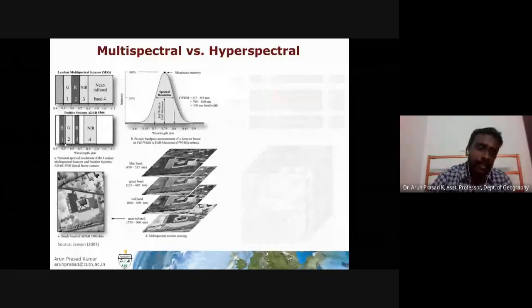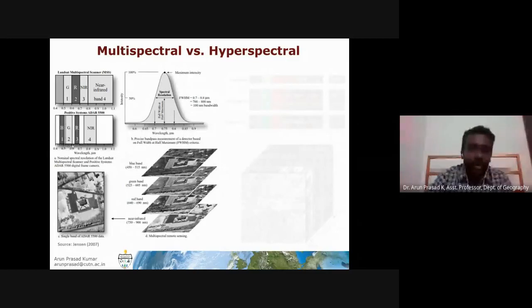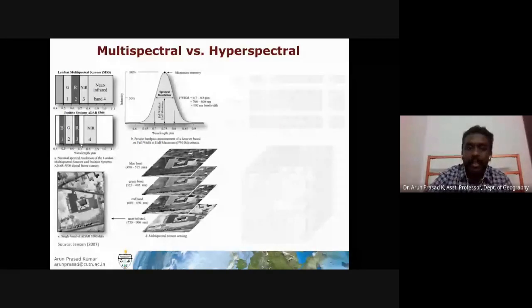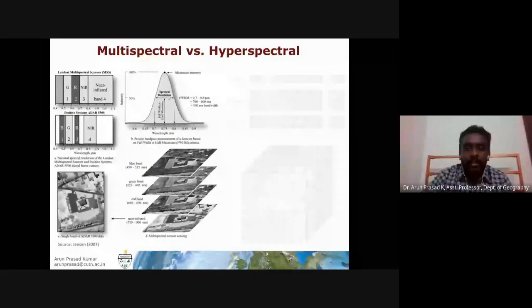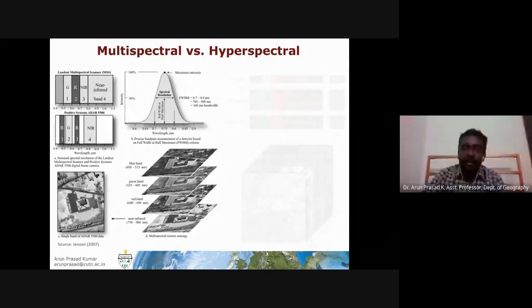For the green band, ranging from 0.55 to 0.6, the bandwidth is also larger, so the curve is much broader, platykurtic. So the spectral resolution bandwidth is higher. Obviously, the number of bands used for image acquisition would be fewer, say less than 10 bands for the whole spectral region, from blue through visible to near infrared or shortwave infrared.